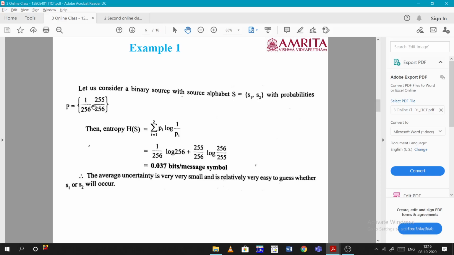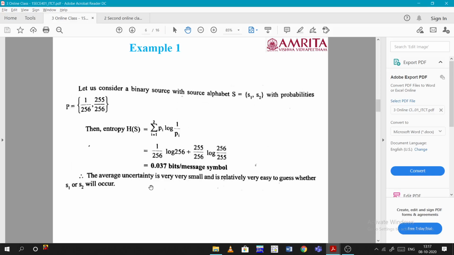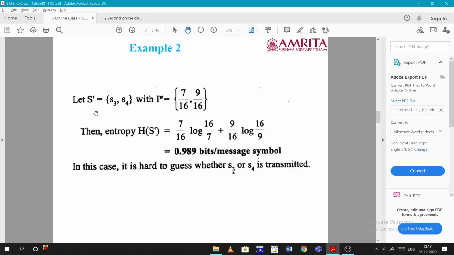This is 1 by 256 and this is 255 by 256, so the probabilities are too far away and we can distinguish them. If you observe here, with 7 by 16 and 9 by 16, we got 0.989. But here it is 0.03. So for these two the difference is too large, but here they are too near. So it will be hard to guess whether S3 or S4 will be transmitted.